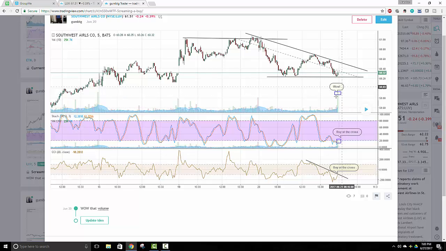Those are 2 buy signals: a high volume buy signal, and then you can generate a buy signal from price action. So that's how we could trade this on the 5-minute chart.